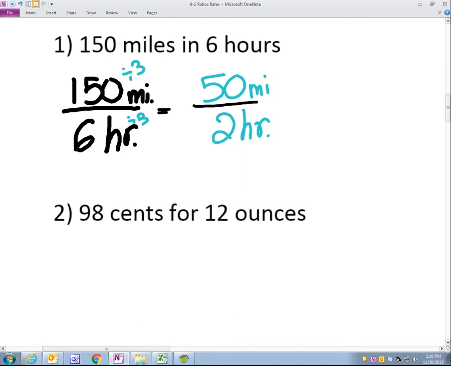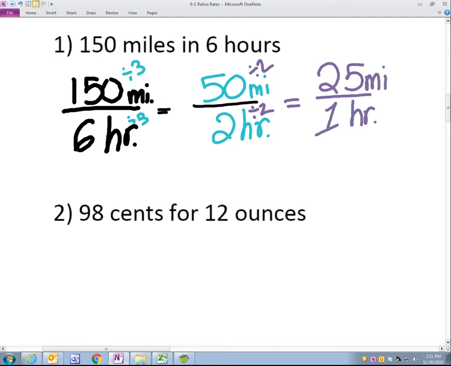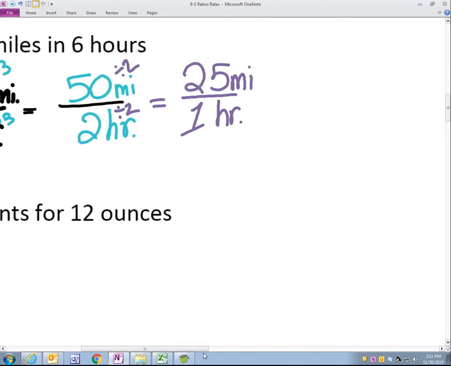Can that be reduced anymore? Yes, it can, to 25 over 1. Which is dividing it by what? 2. And since I just divided by 3 and divided by 2, that means their GCF was actually 6. So that comes out to be 25 miles in 1 hour. Since we're not really doing a unit rate, and it just so happened to work out that way, I'm just going to leave it like that because it's asking us for a fraction in simplest form. We're going to leave it as a rate rather than a unit rate. It just so happened to be a unit rate.